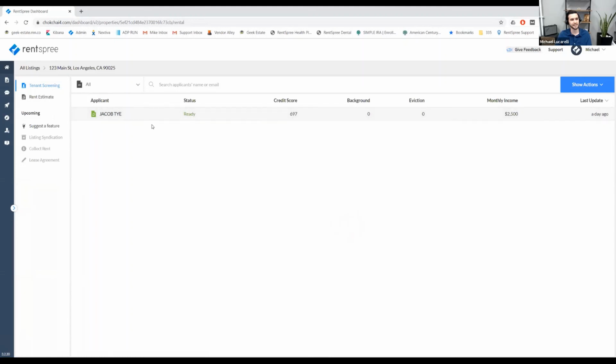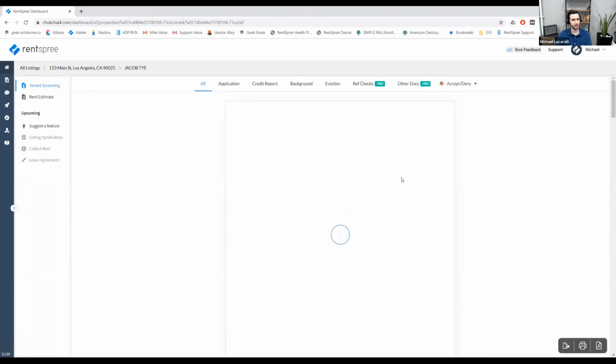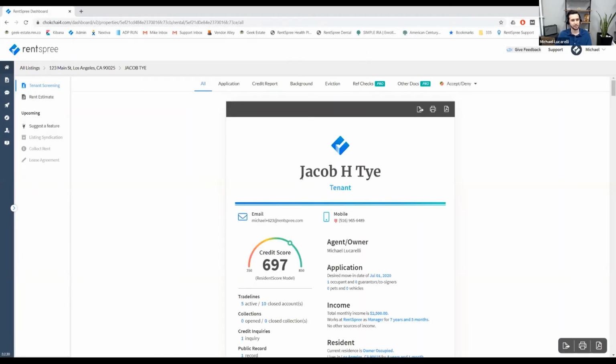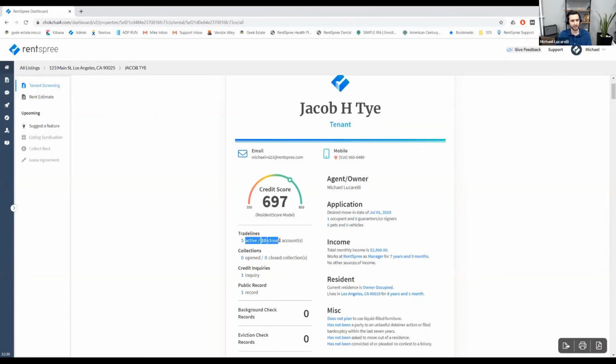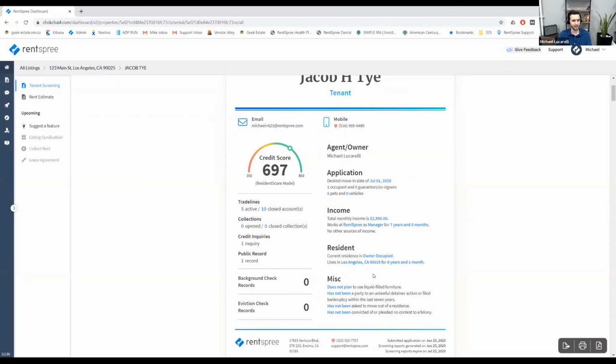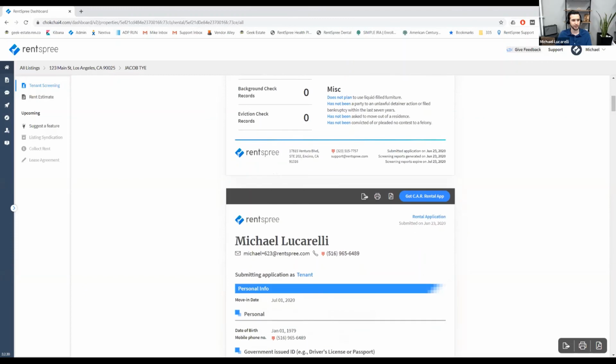So I can see at a glance, and you can imagine if I had multiple applicants, it makes it really easy to see all their credit scores at a glance, for example. I can click on the applicant here, and now I'm going to see the applicant's cover sheet. This gives high-level information about the applicant, such as their credit information, trade lines, income, and employment. Then if you scroll below, you'll see the rental application is here.